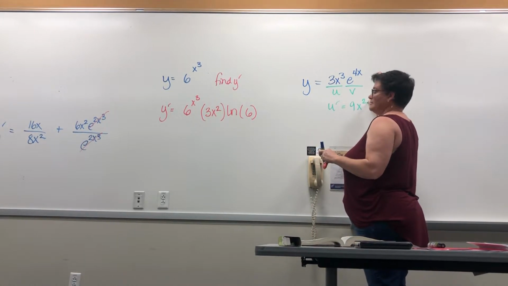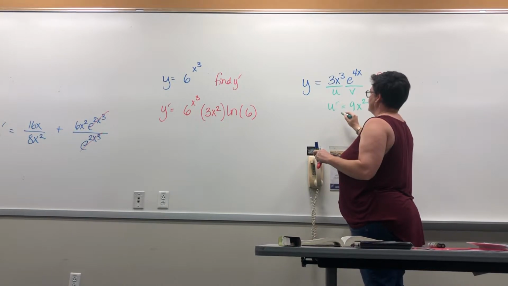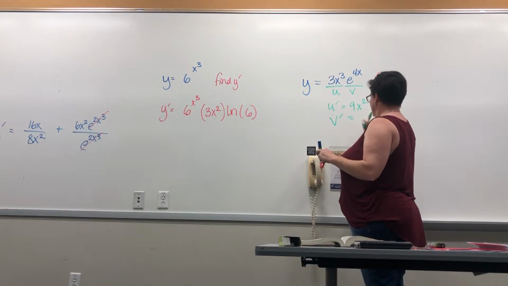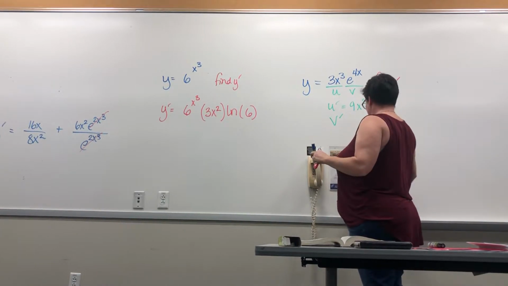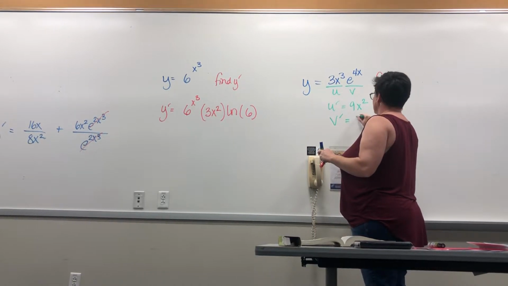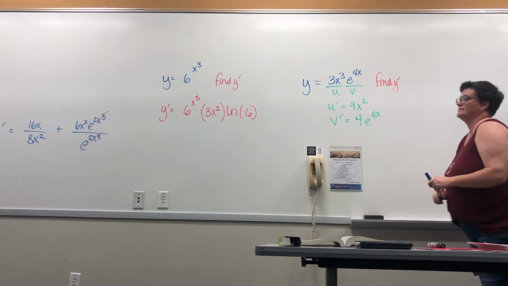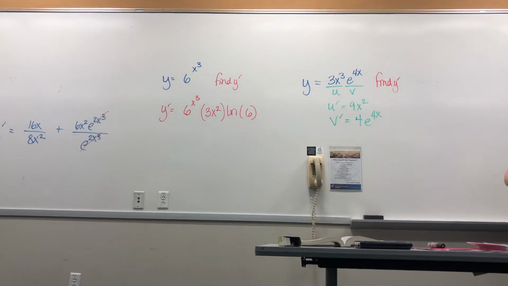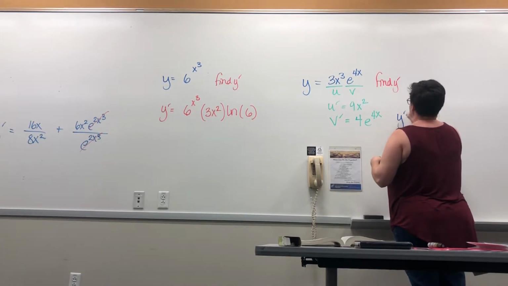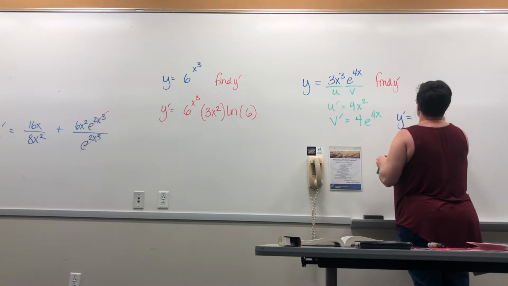It's gonna be 9x squared over 3x to the third, right? And what's v prime? 4x. Oh, 4e to the 4x. Yes, Caitlin. Are you ready for the whole thing? Why is that not 9x squared over 3x to the third?